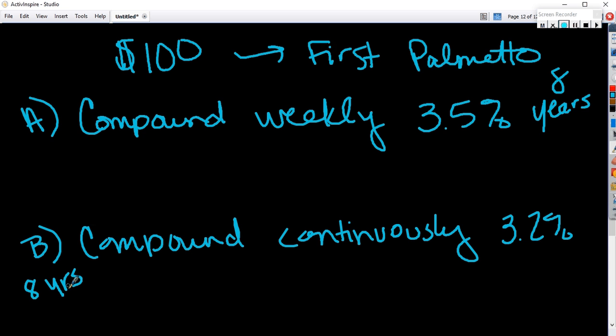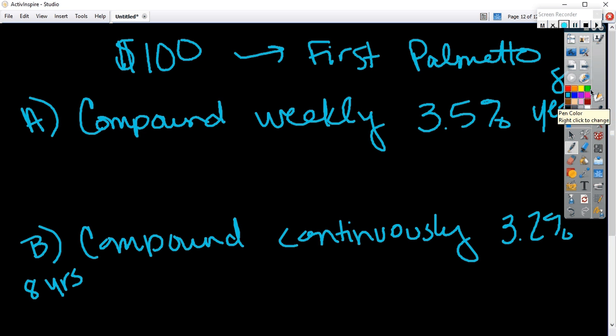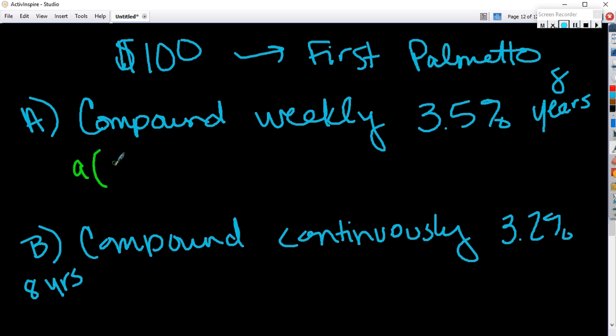All right, so these are the 2 different formulas, all right? I've got my A times 1 plus R over N to the NT. And you're going to have to be very careful as you put that in your calculator. There's a lot of places to go wrong there.